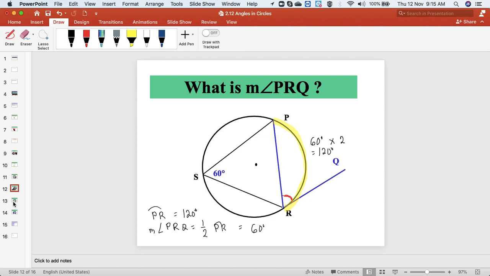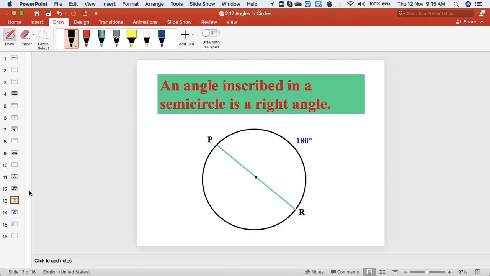Okay, next one. An angle inscribed in a semicircle is a right angle. Okay, so again, an angle inscribed in a semicircle is a right angle. Let me show you the illustration for that. So PR is a semicircle. So it measures 180 degrees.